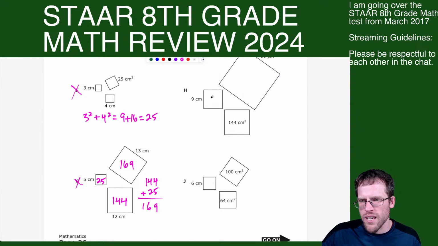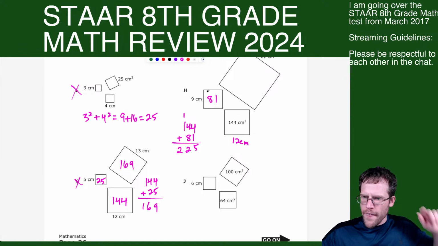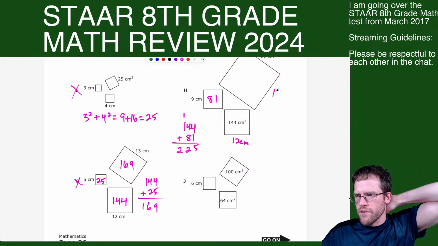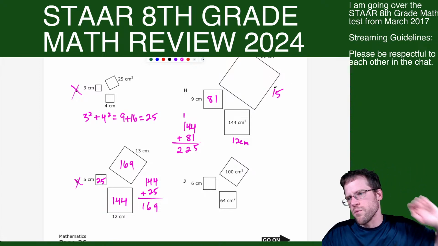This one is looking like it. 9 times 9 is 81. And if I do the sum of these, let's see, I get 225. All right, and the reason being, the side length here would be 12 centimeters. If I had 12 times 12, I'd get 144. And it should be 9, 12. The square root of 225 is 15. So if this was 15 instead of 21, then it would work.